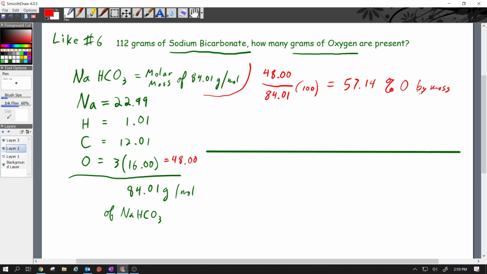57.14% oxygen by mass. Now, I'm going to take that and convert it back to a decimal and say, hey, what is 57.14% of 112 grams? And that will give me the grams of oxygen. So do the math on that real quickly.